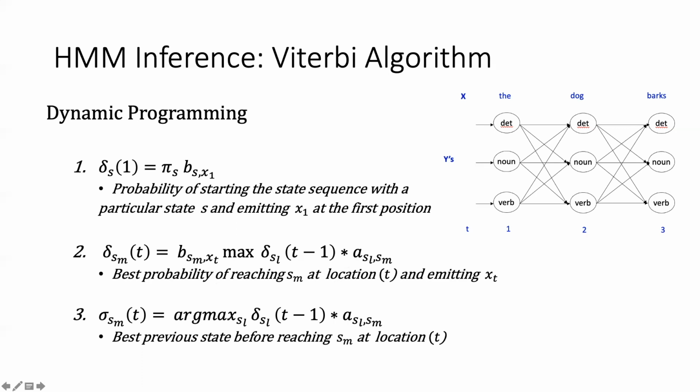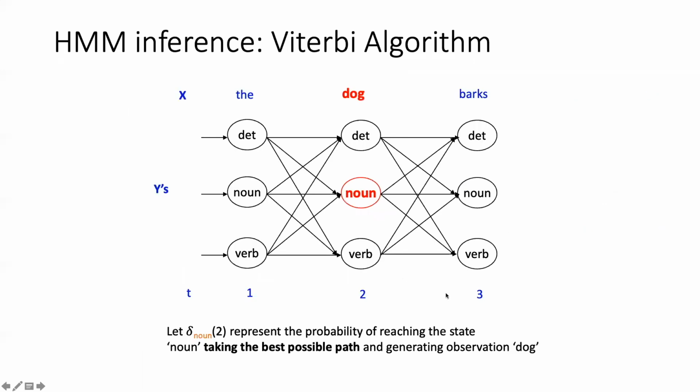And in order to decode the best possible sequence, similar to the backtracking pointer in dynamic programming, here we use sigma to backtrack the best possible state sequence, which is the argmax over Sl, which keeps track of the best possible previous state. Let's try to understand this with an example.